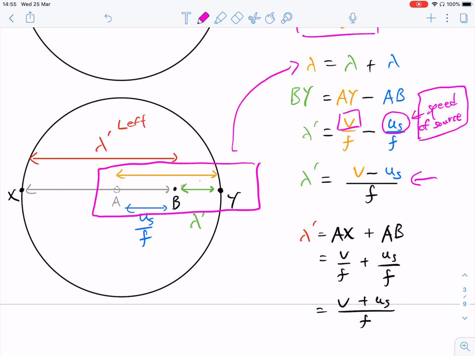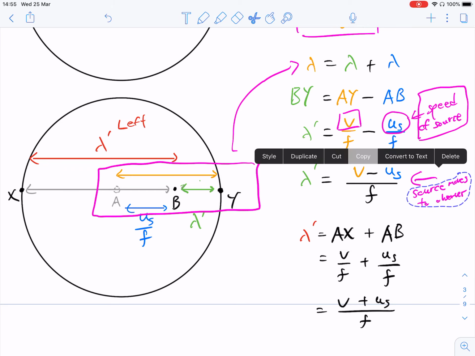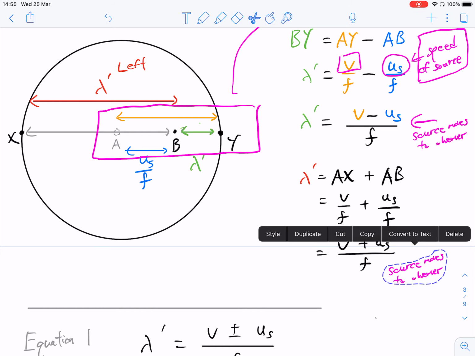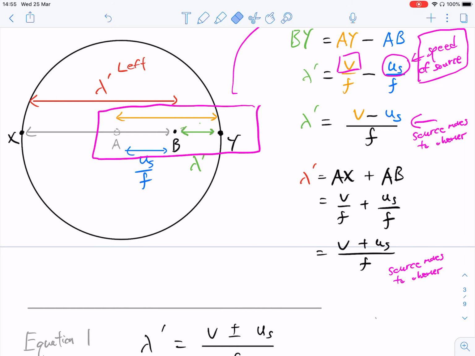So this formula is when the source moves to the observer. And the formula down here is actually the exact opposite. This formula down here is the source moving away from the observer. So it's just a difference in the plus sign.